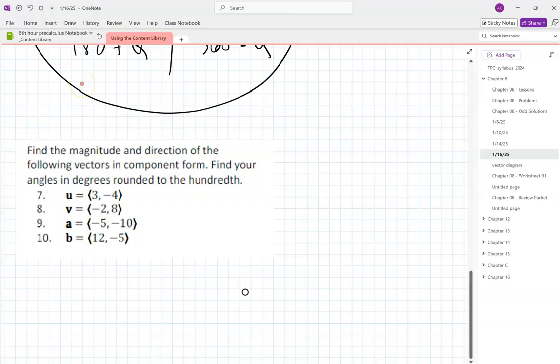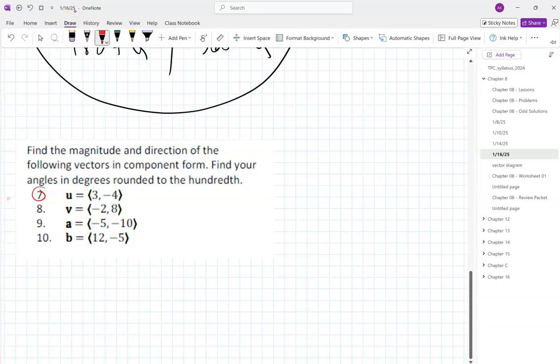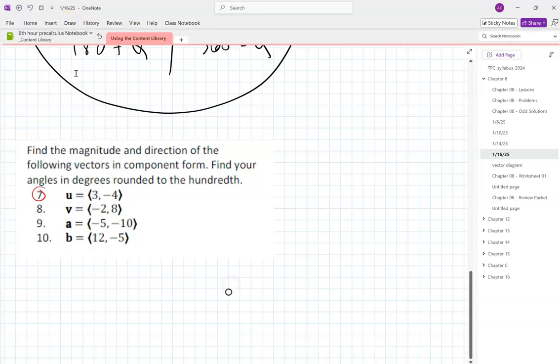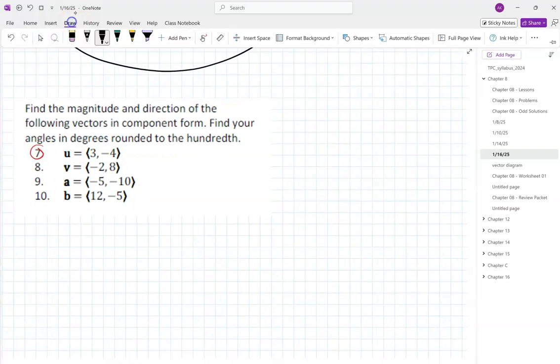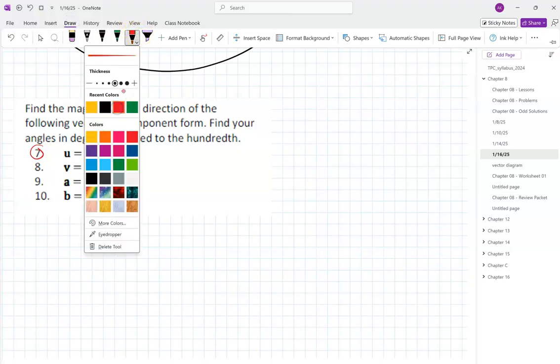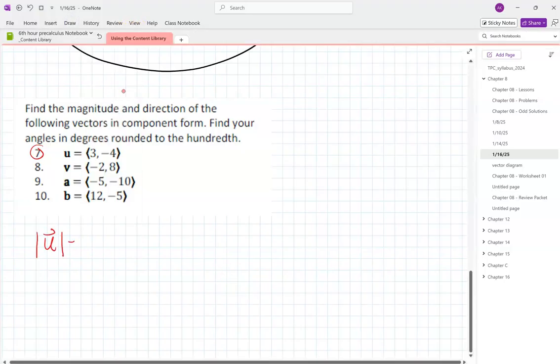All right. So, Tia, let's just do number 7. The problem says to find the magnitude and direction for the vectors. I would start just by finding the magnitude. What's the formula for magnitude? It's the square root of the x's squared plus the y's squared. So 3 squared is 9, negative 4 squared is 16. 9 plus 16 is 25. The square root of 25 is just 5.